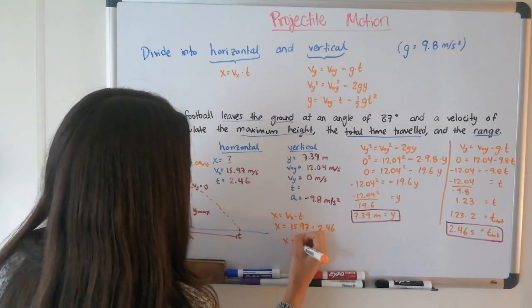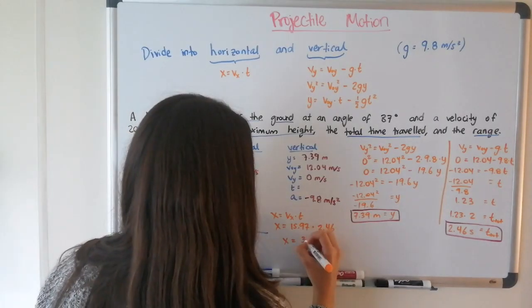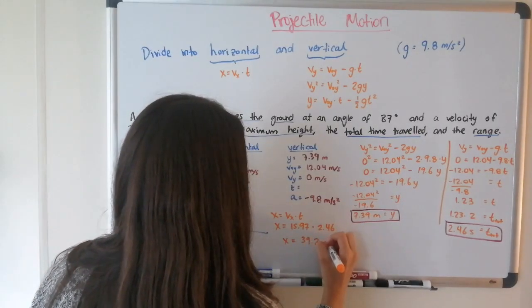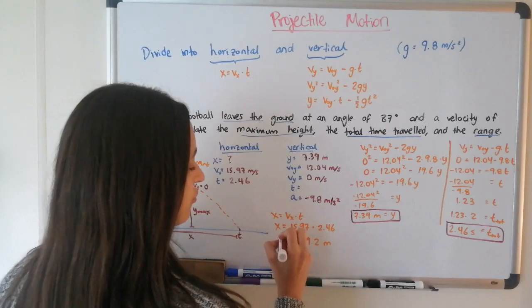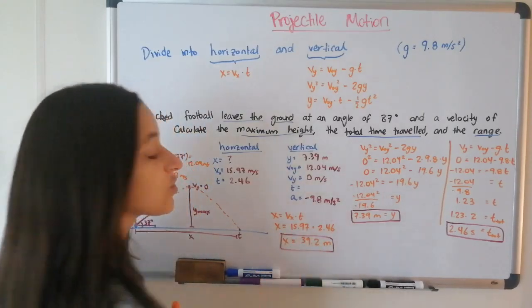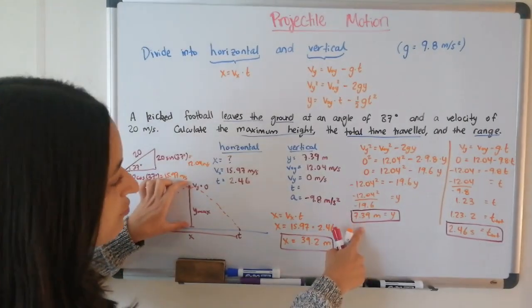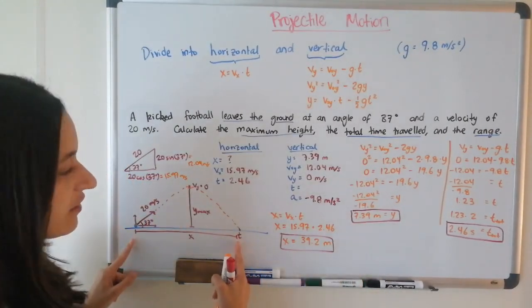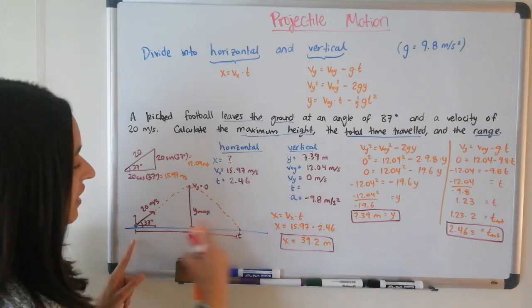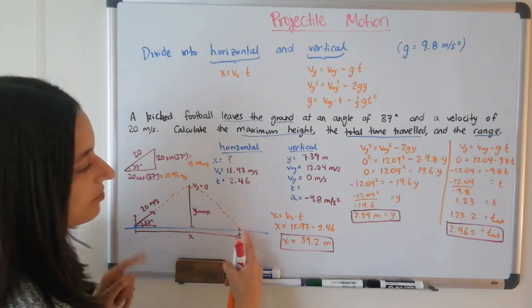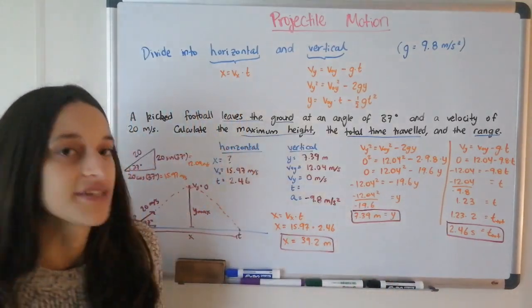So using that, we get a range of 39.2 meters. And that's it. That's our third result. That's the range. So what we figured out in this problem is that this height is 7.39 meters. This length is 39.2 meters, and the time it takes to go up and come back down is 2.46 seconds.